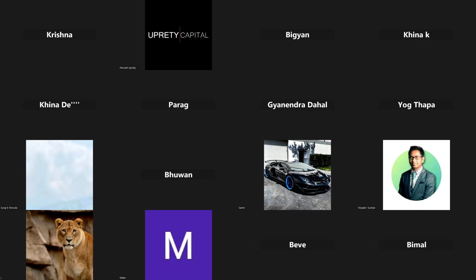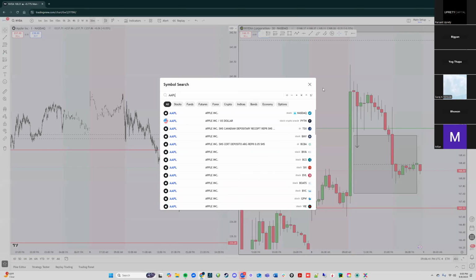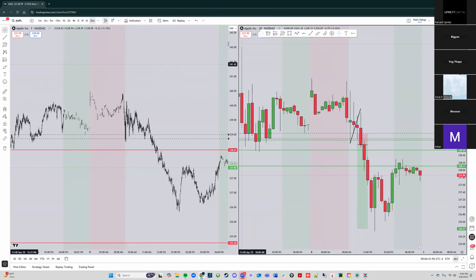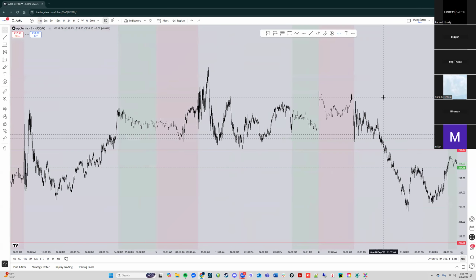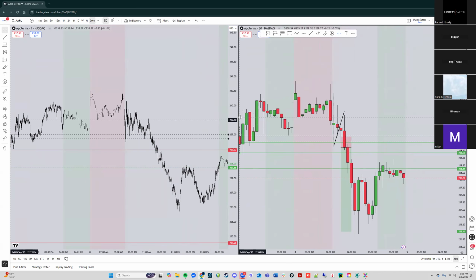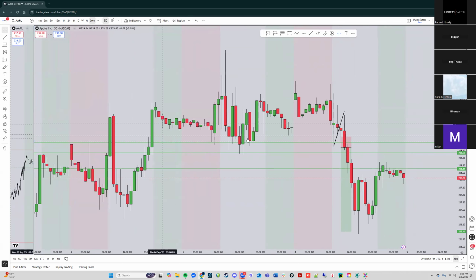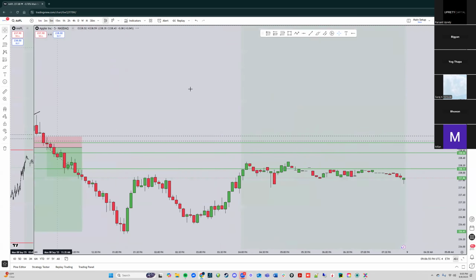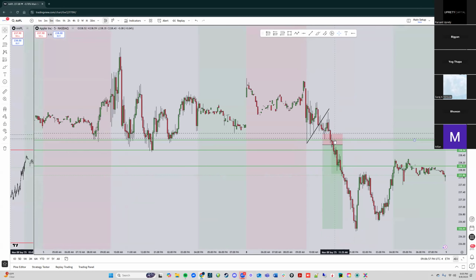Okay, give me one sec. Let me try to find my chart. Actually, not even AMD. Let's take a look at Apple. I think a lot of you guys liked Apple's setup today. So this was Apple's setup. Don't mind my left-hand chart. We're just going to focus on this right here. We ended up taking Apple today for this short play.